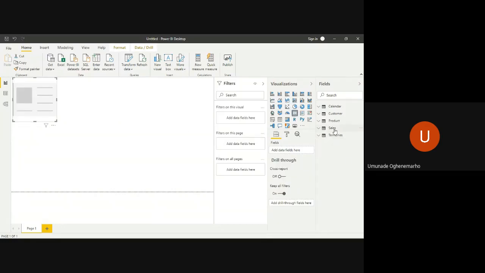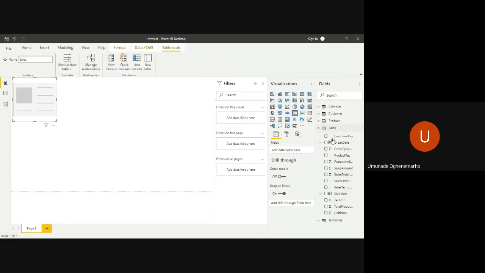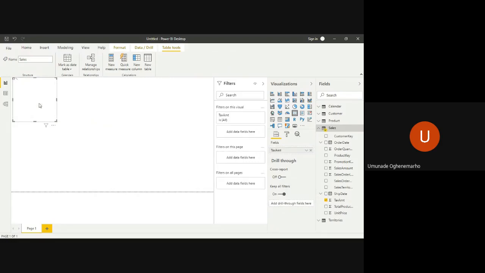So let me see if I can just throw in anything on that card. So let me just quickly throw in tax amount. So it just gives me the total tax amount. Okay, so as you can see, it just shows a single data item. So that's how it works. So on the other hand, a multi-row card shows numerous data items.